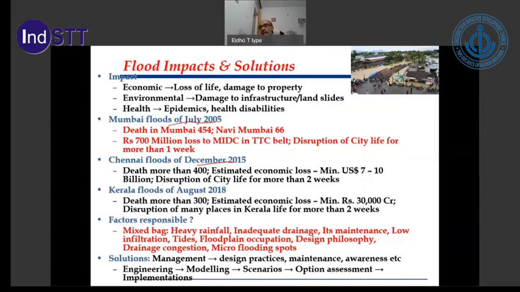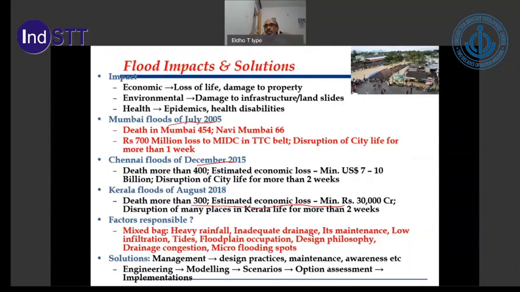And in recent times in Kerala, in 2018, the Kerala flood was very, very severe flooding. It took place in August 2018, and more than 300 people died. The economic loss was estimated at more than 30,000 crores, and there was disruption of many places, including Cochin Airport, for more than 2 weeks.